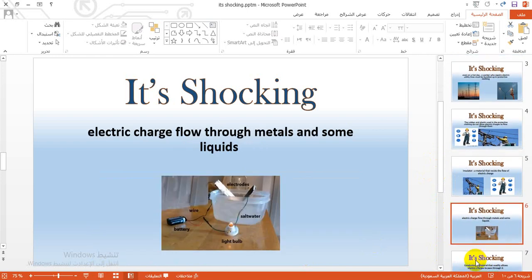Let's complete it. Electric charge flows through metals and some liquids. I told you many times that there are many kinds of conductors, like metals such as copper, iron, aluminium, whatever. But what about liquids? I also told you there are some liquids that are conductors, like salt water. So all of these are examples of liquids and metals that conduct the electric charge. That's what I mean.